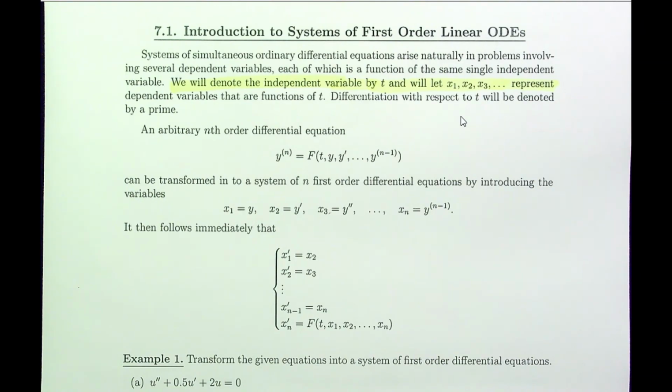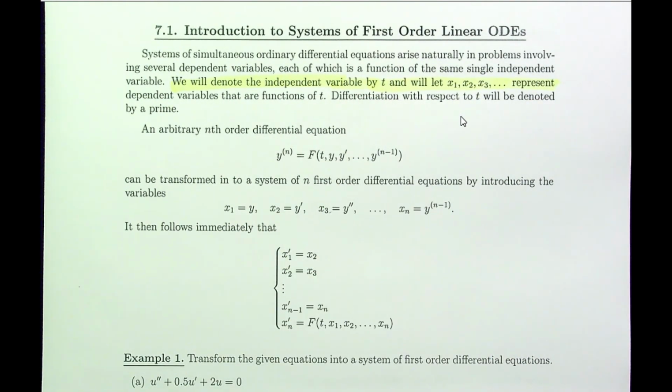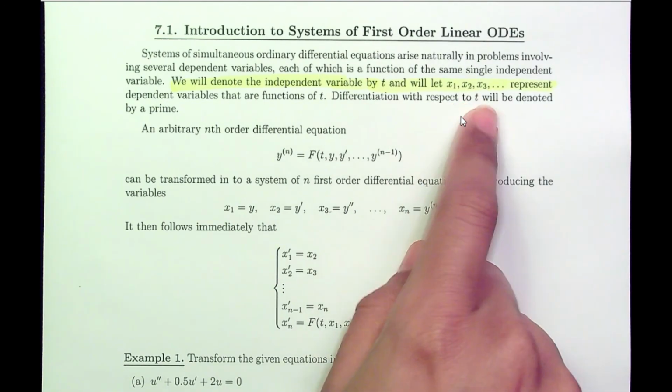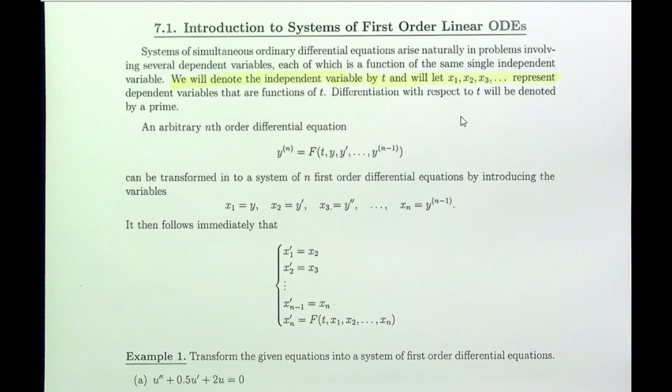This is the introduction. So systems of simultaneous ordinary differential equations arise naturally in problems involving several dependent variables, each of which is a function of the same single independent variable. So all of these functions depend on the same independent variable, which we're going to be denoting by t, and following the notation in the book, we're going to be using x1, x2, and x3 for the dependent variables, all of which are functions of t. And as usual, differentiation with respect to t will be denoted by a prime. So x1 prime is the derivative of x1 with respect to t.